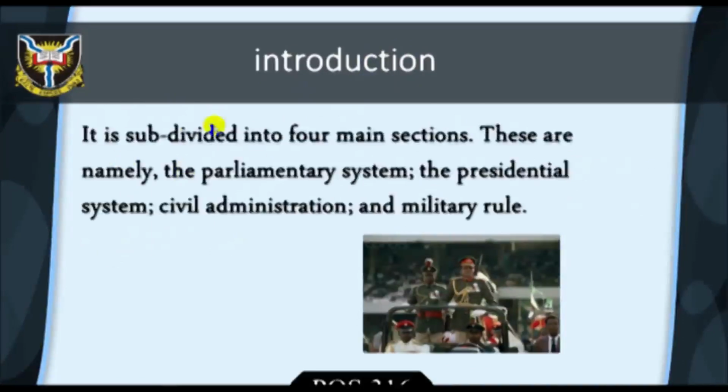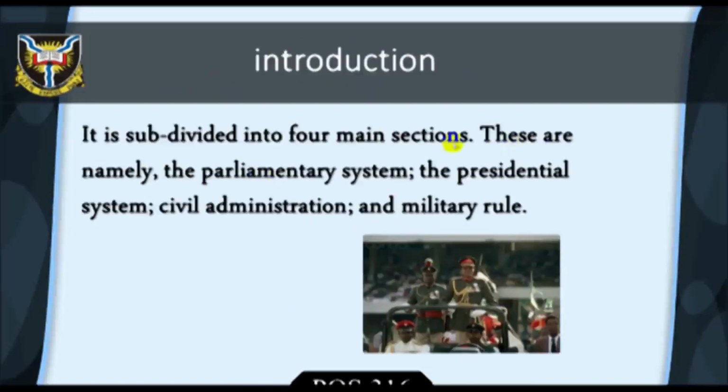It is subdivided into 4 main sections. These are namely the parliamentary system, the presidential system, civil administration, and the military rule. Although there is no distinct section for the discussion of the adoption and practice of federalism in Nigeria, students should be informed that Nigeria has a federal political structure where 3 levels of government exist, and they are the federal government, the state government, and local governments.